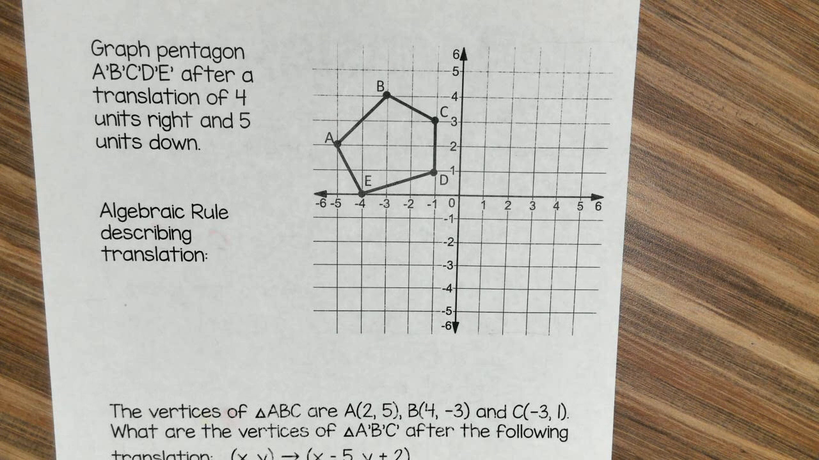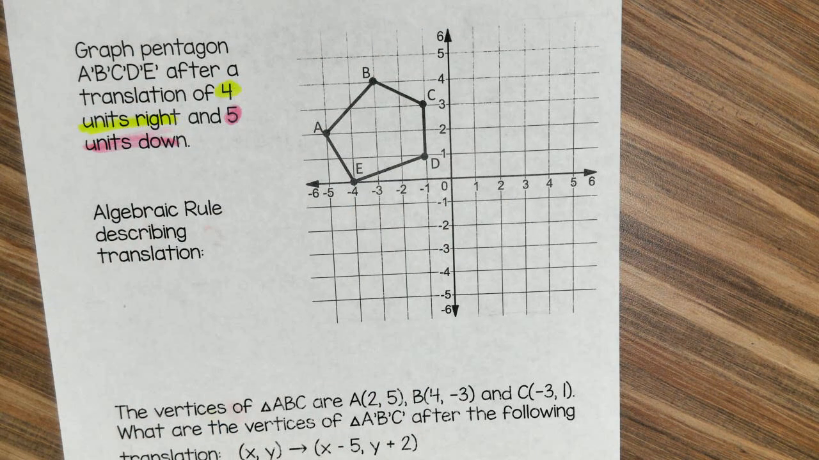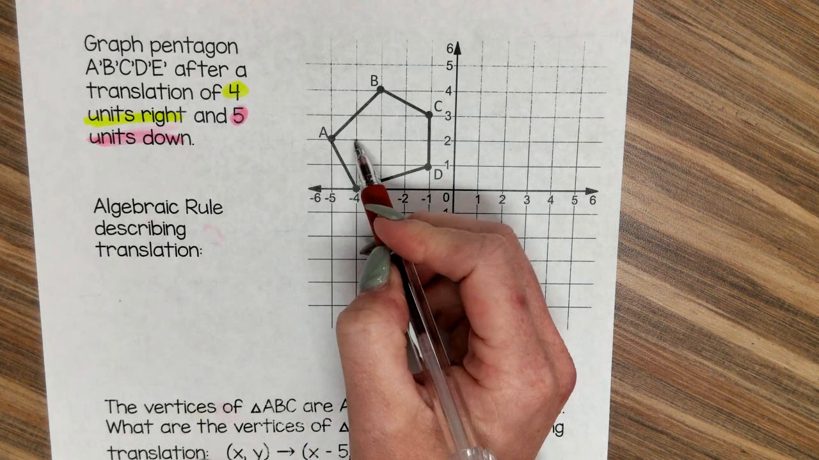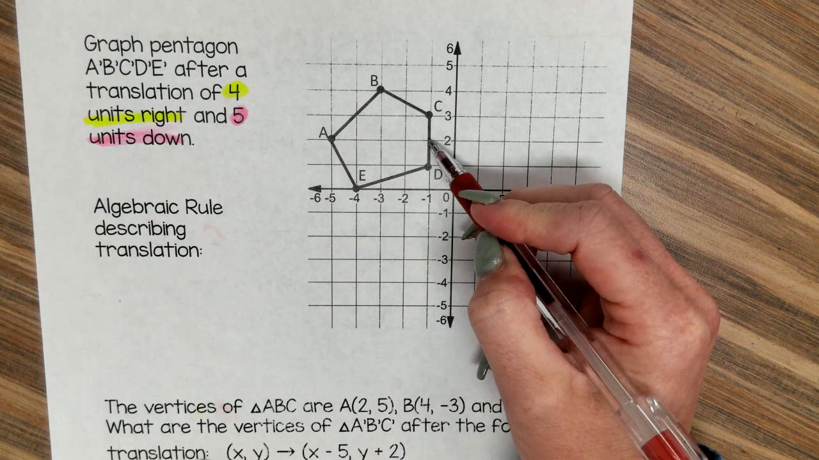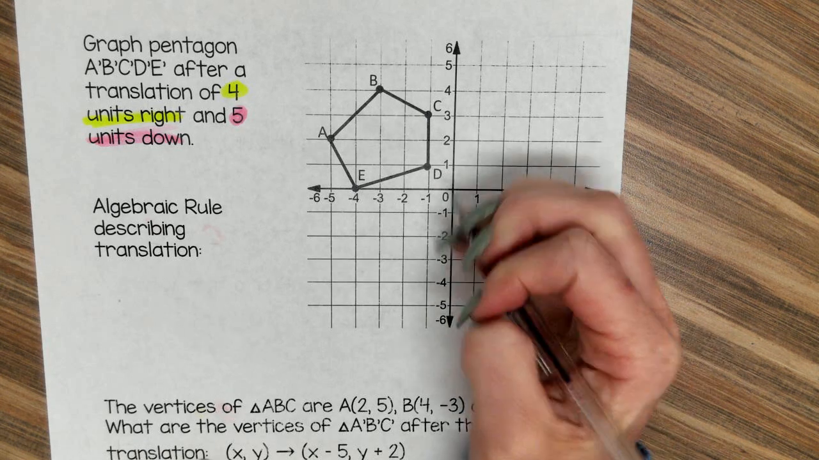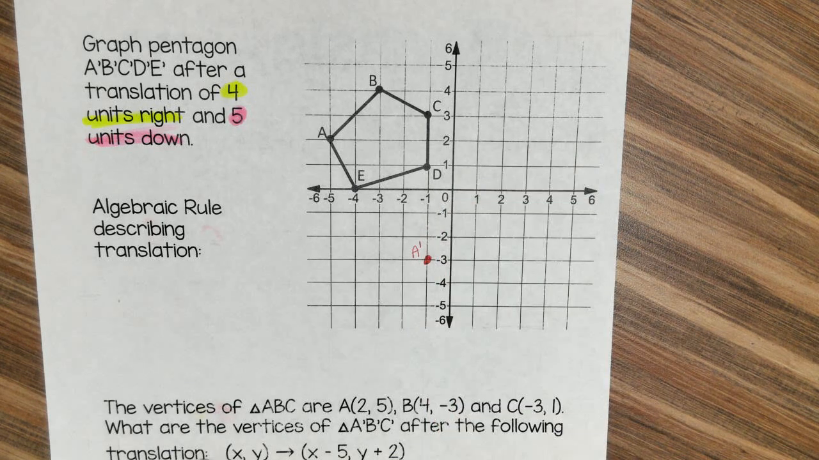Let's do another example. This time, they want us to graph a new image after a translation. How do they want us to translate this? 4 right, then 5 down. All you're going to do is take your pencil and count. So start at the old A. Count 4 right. 1, 2, 3, 4. Hold your pencil. 5 down. 1, 2, 3, 4, 5. Put a dot. And you must label this that it is the new A by adding a prime.